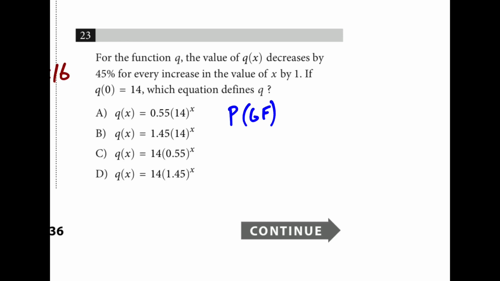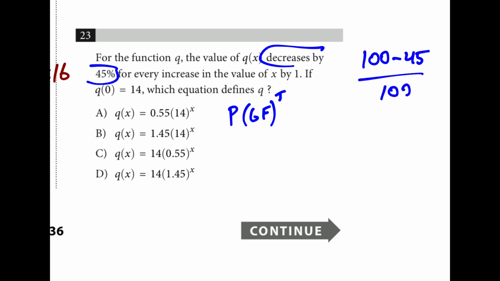For exponential equations, we're going to have our principal, we're going to multiply that by our growth factor, and then we're going to have this to a power of time. Some people call this PERT, where this is your exponential ratio. In this case, if we're decreasing by 45%, we can think of that as 100 minus 45 divided by 100. So it's like we're multiplying by 0.55. And 14 should be here in the principal position. That's why C is our answer.